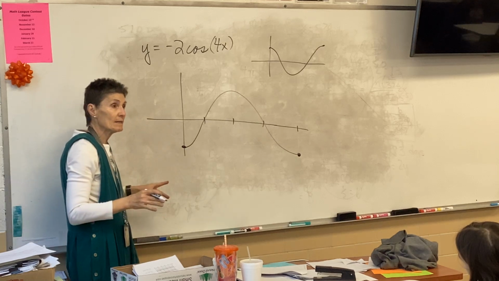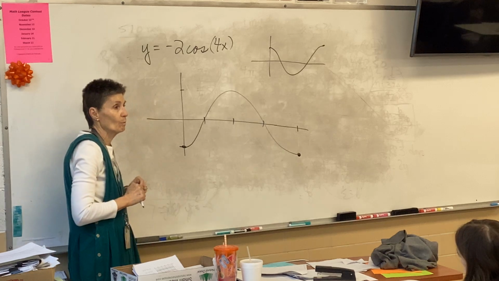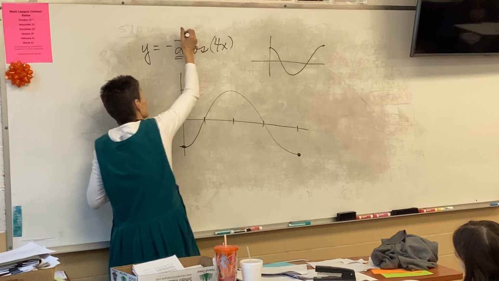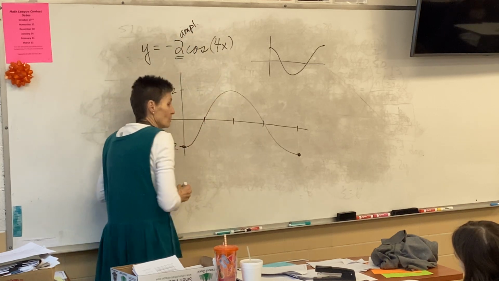Can you tell me anything about these labels? I need to label those. What will those be? 2, because of that. That is my amplitude number. So it's going to be 2 and -2.